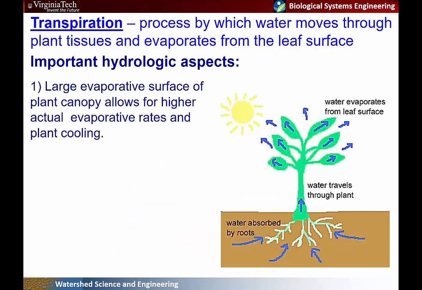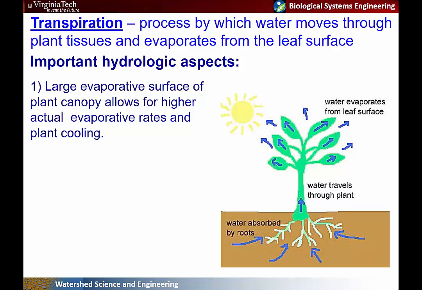So the other component of evapotranspiration is what's called transpiration. And this is really the important one in terms of crop systems. So transpiration is the process by which water moves through the plant tissue and evaporates from the leaf surface. And if you see my third grade drawing down here, it just shows how this might happen. So water is absorbed by the roots from the soil system, and it travels through the plants where it's evaporated from that leaf surface.